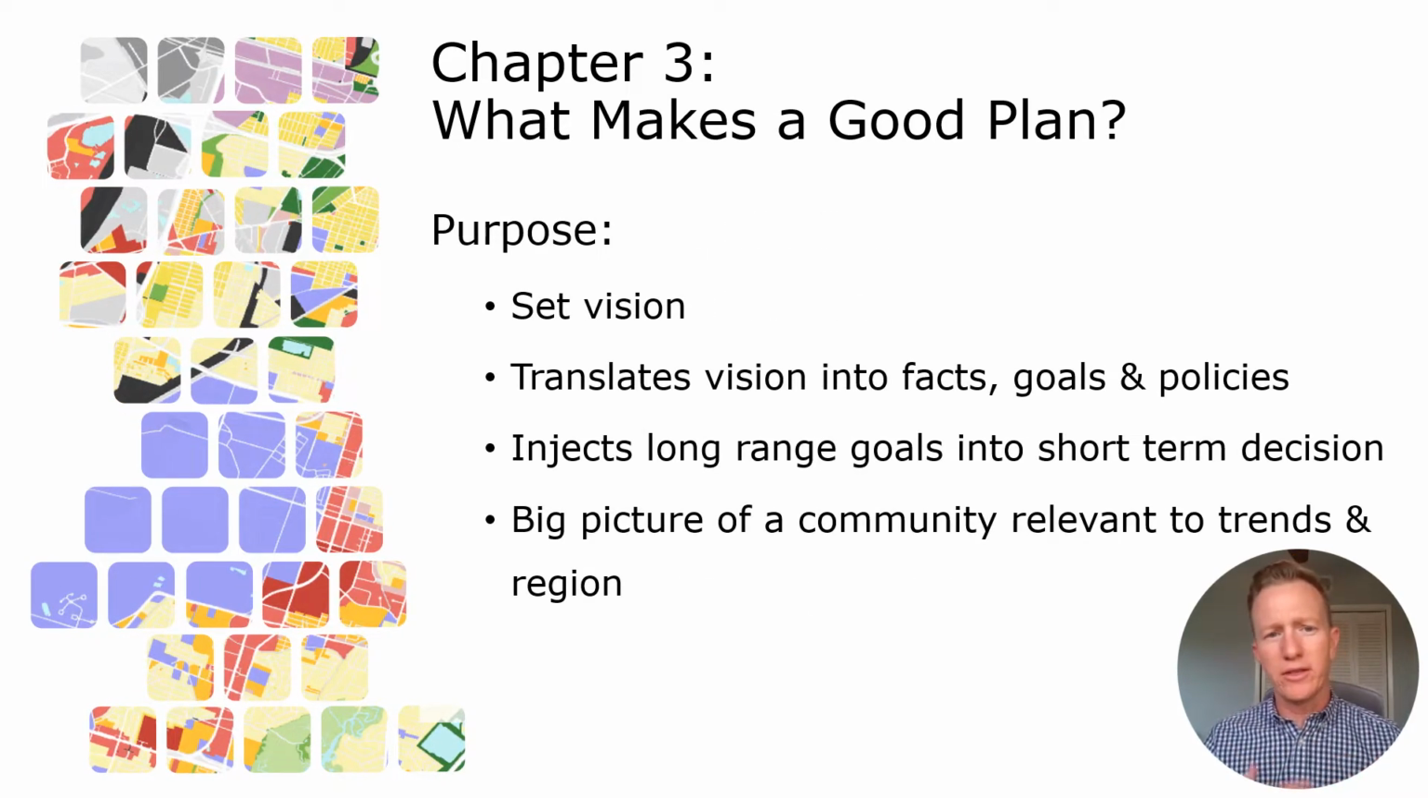So as the authors continue to talk about the purpose of a plan, they suggest that the plan has four key aspects that it needs to move forward. One is that it sets a vision, and typically this is how your general plan process will begin, by asking the people in your community to create a vision for the community.